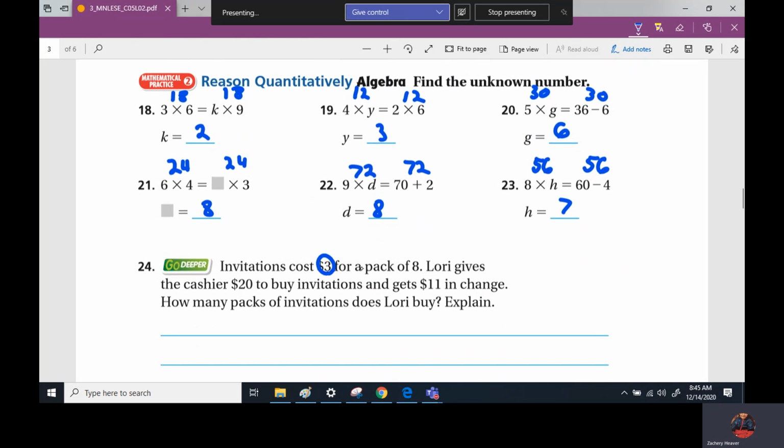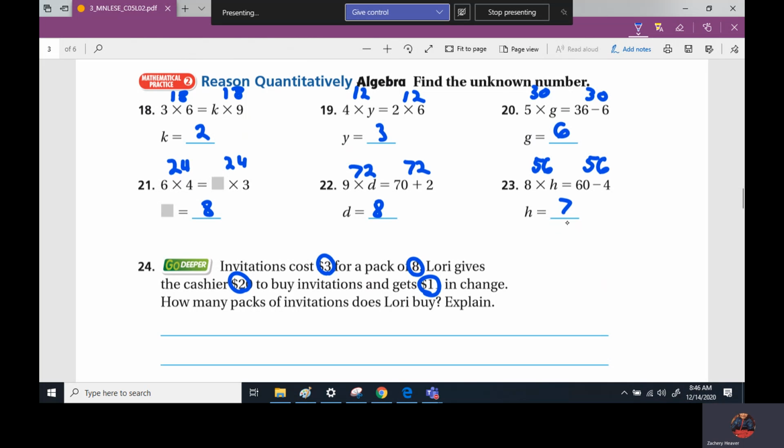Invitations cost $3 a pack for a pack of 8. Lori gives the cashier $20 to buy invitations and gets $11 in change. How many packs of invitations does Lori buy? So she spends $3 to get 8. She gave the cashier $20 and got $11 back.